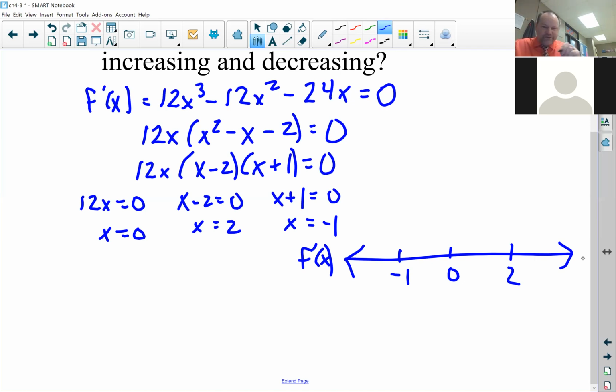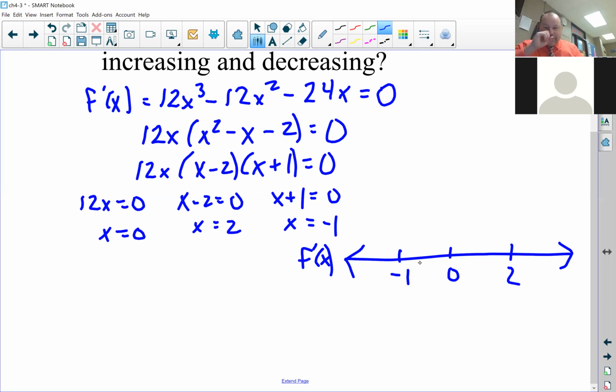I'm just going to pick values on each interval, plug into the derivative. If my answer is positive, I know my function is increasing. If it's negative, I know my function is decreasing. So I don't even care what the value is when I plug it in. I just want to know, is it positive or negative?